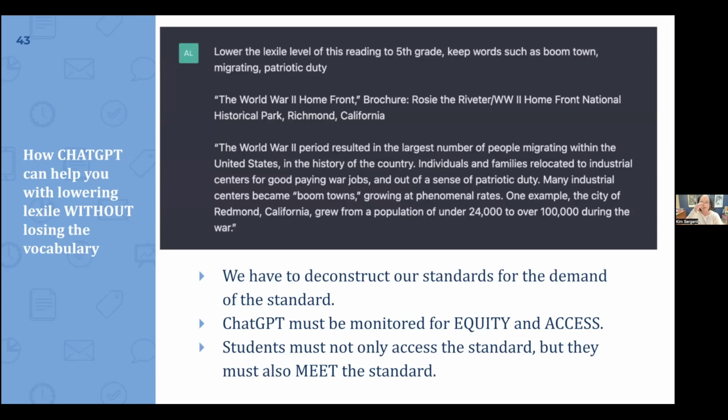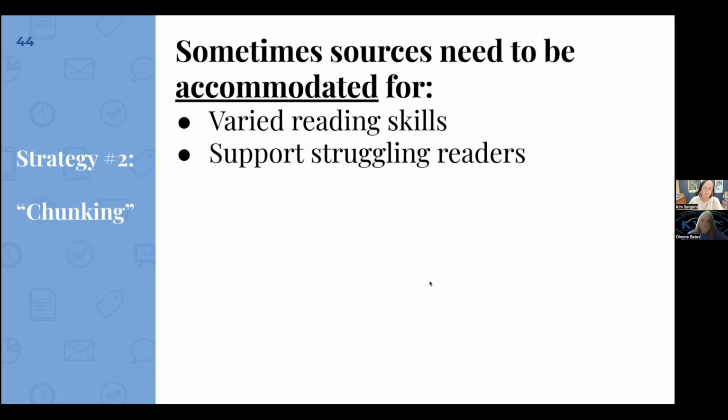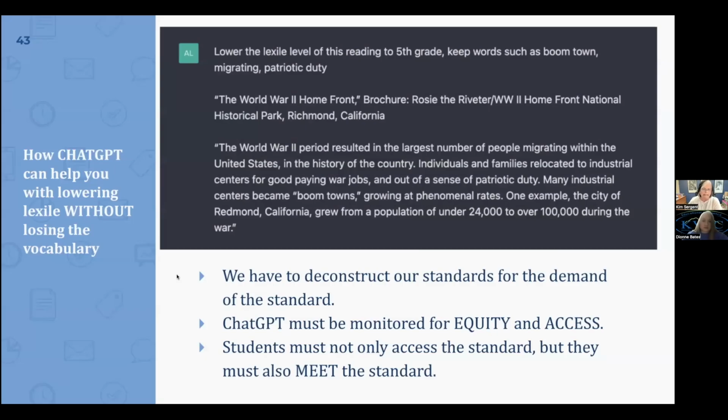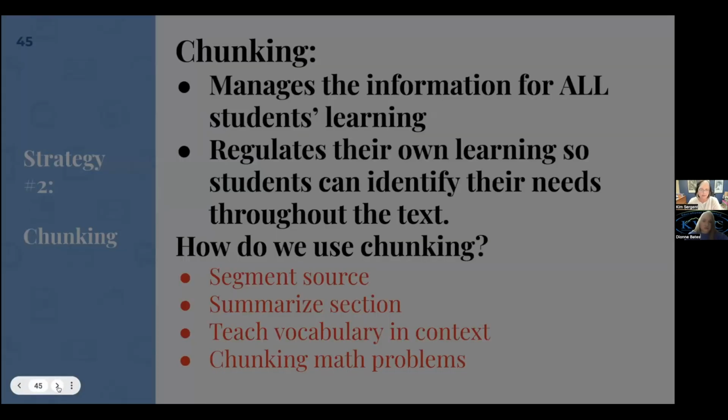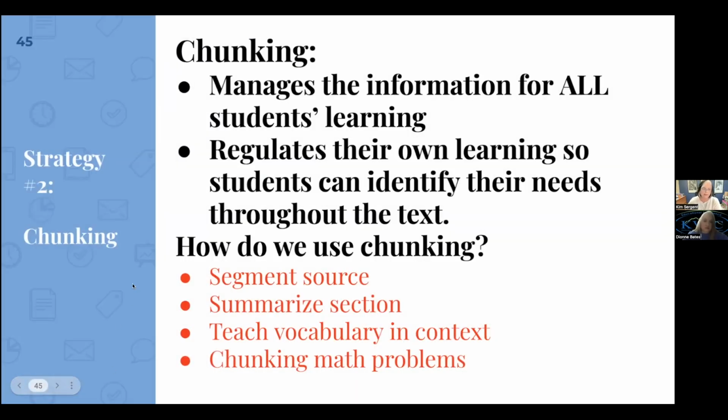I read a really good article the other day that said what we do inside the classroom and outside the classroom has completely changed because of ChatGPT. But sometimes, and this is where chunking comes in, sources have to be accommodated for varied reading levels or supporting struggling readers. And this has happened a lot. So we look at this. This is going to be a tool. And again, I learned this from my buddy, Denny Paul May, who taught me this.